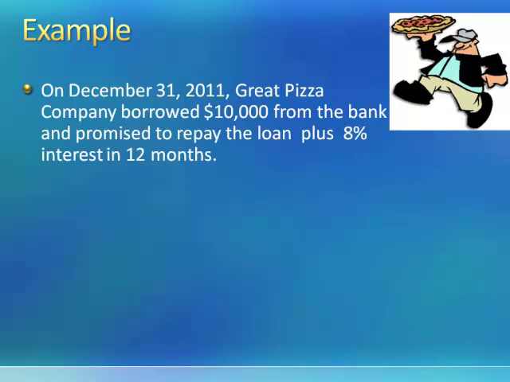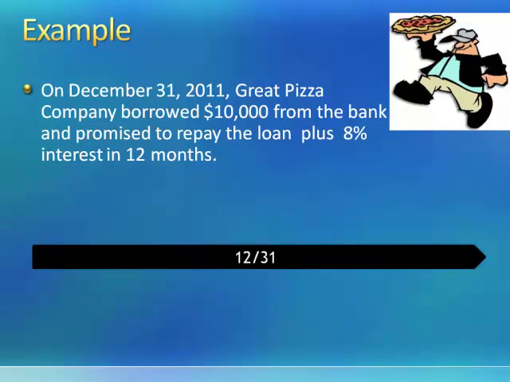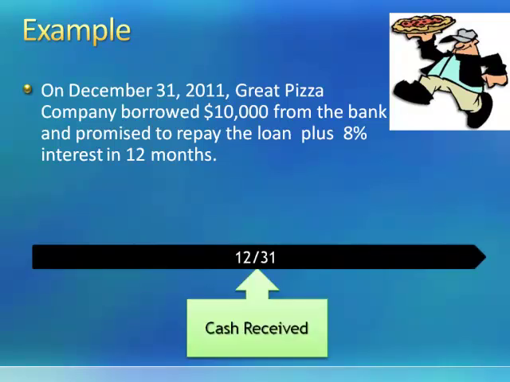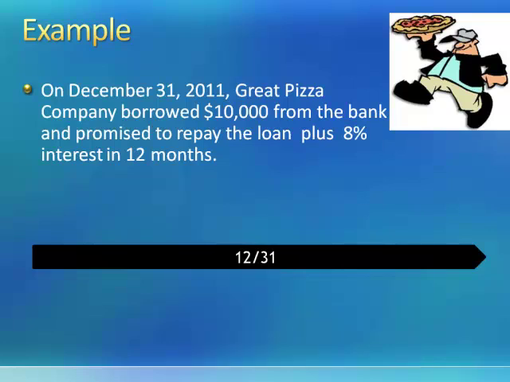Next, we have Great Pizza Company borrowing $10,000 from the bank, and they promised to repay the loan plus 8% interest in 12 months. So cash is being received on 12/31.